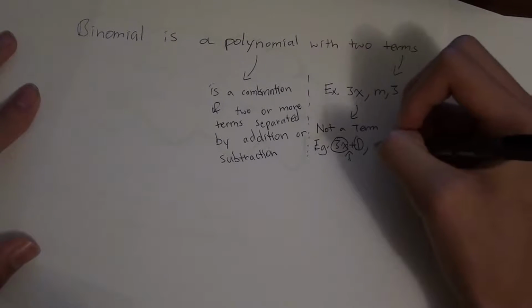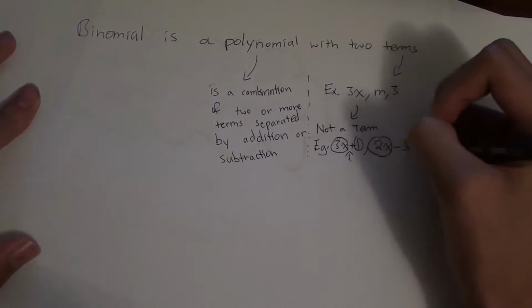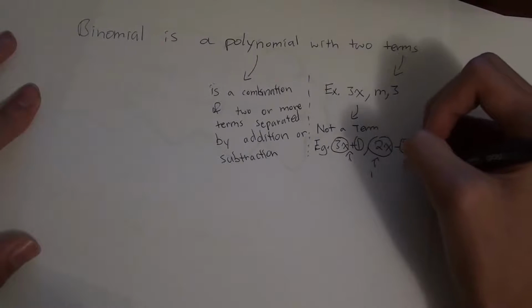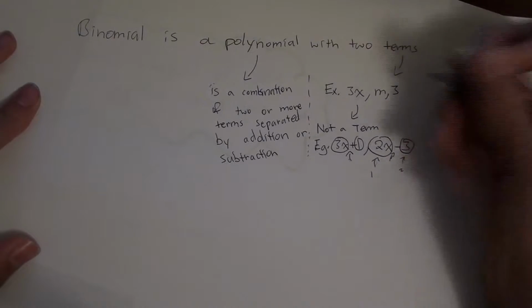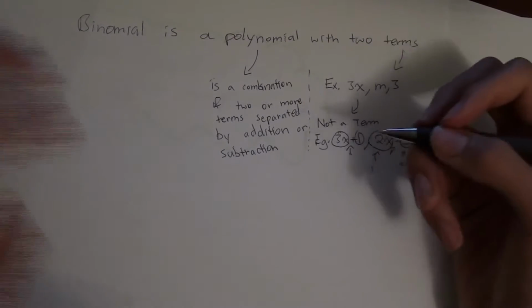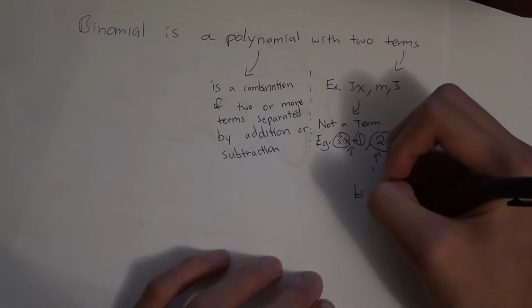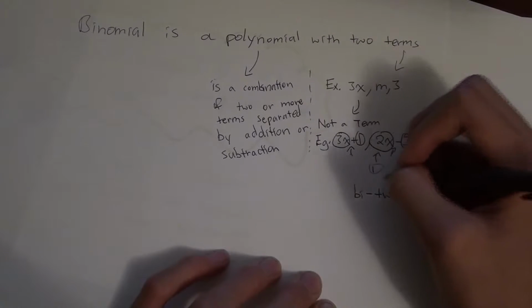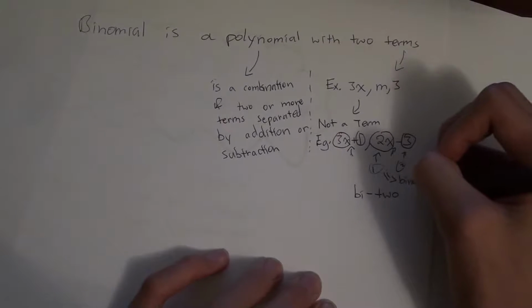Or we can also do two terms separated by a subtraction sign. So, for example, 2x minus 3. This, once again, is a binomial because there are two terms, 1, 2, and they're separated by a subtraction sign. And bi in Latin means two. So since it has two terms, it's called a binomial.